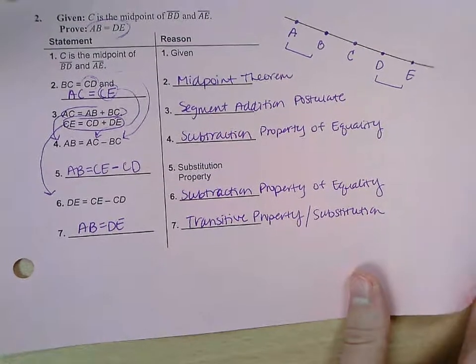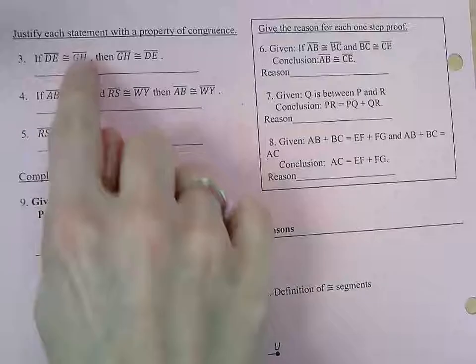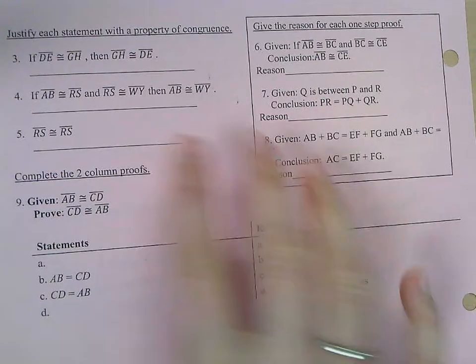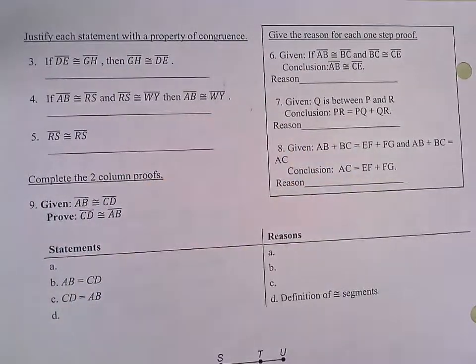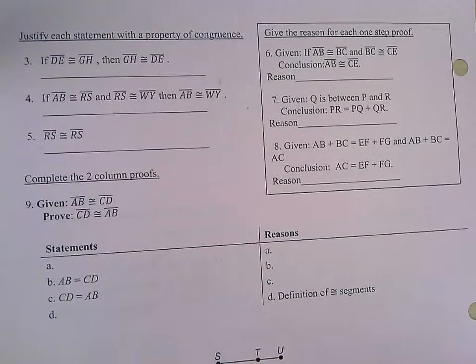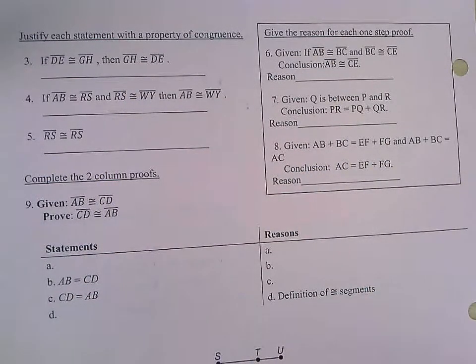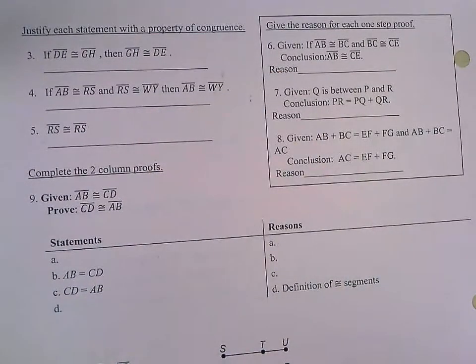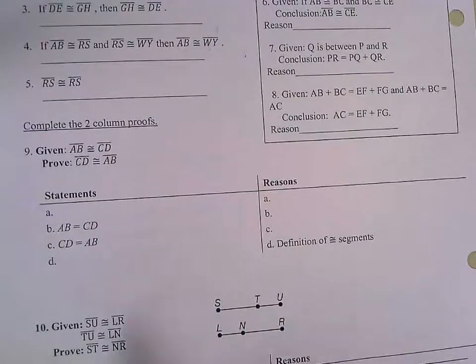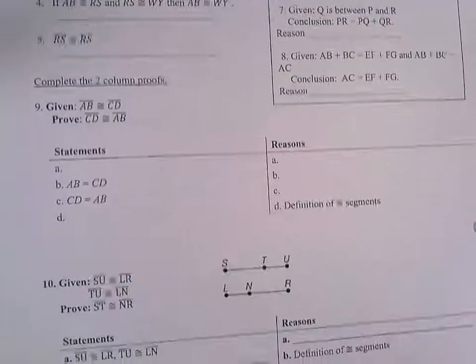So here's what I'd like you to do. Flip it over. If you haven't done these, 3 through 5, 6 through 8, those are all like the very first thing you did in this chapter. Those are one-step proofs. You're looking at your property packets, and it's saying what property or theorem or postulate or definition allows me to make those conclusions. So that's 3 through 8. And then 9 and 10 are both actual proofs.